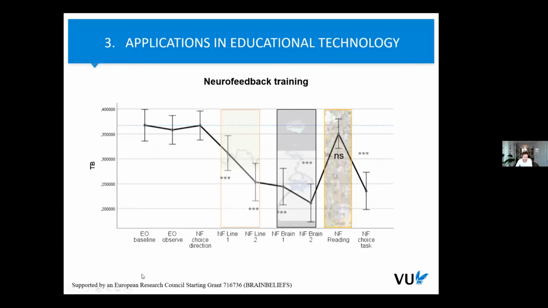So on the x-axis, the first few, can I use a pointer? Yes. So here, these are the baseline measures. So they were not doing anything, just resting. And then here they had the different neurofeedback applications. So the lie, the brain cells, and the reading. And as you can see, they were successful in lowering this ratio and increasing their attention doing these two exercises, but not the reading.